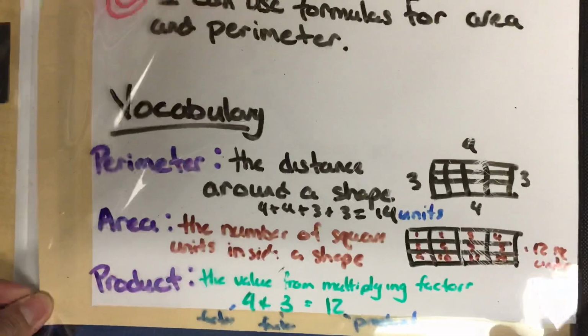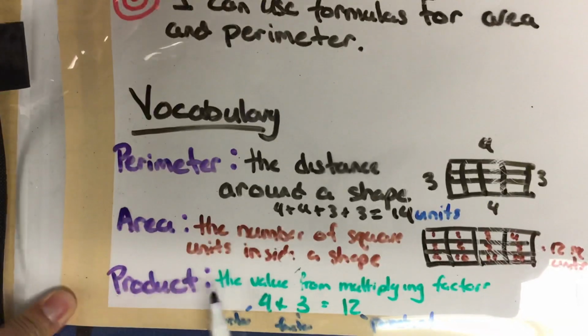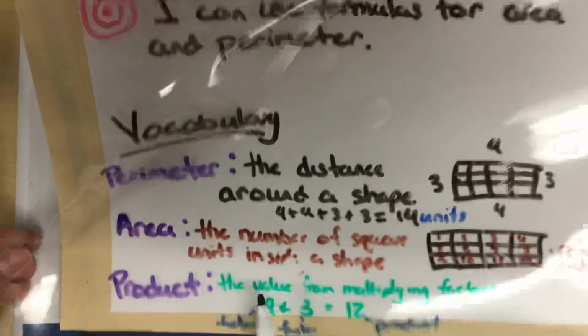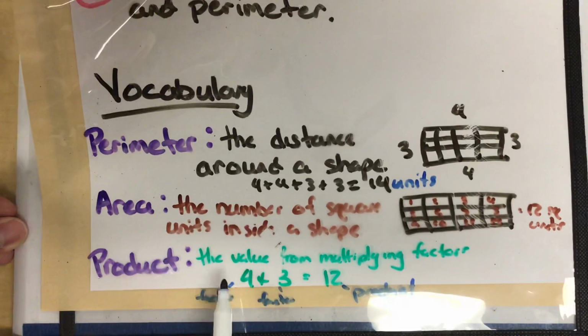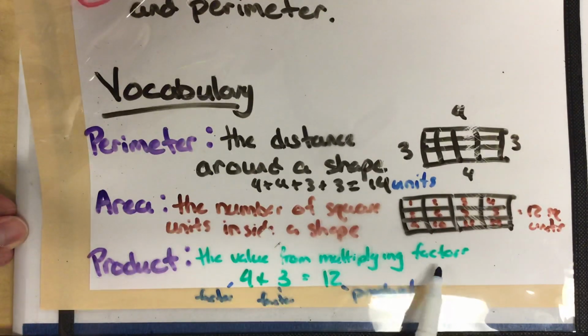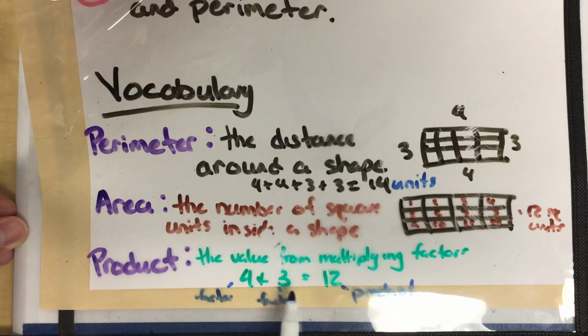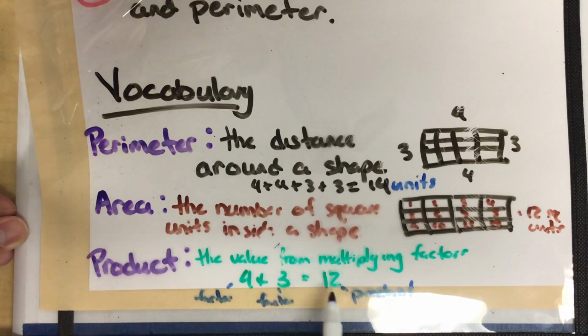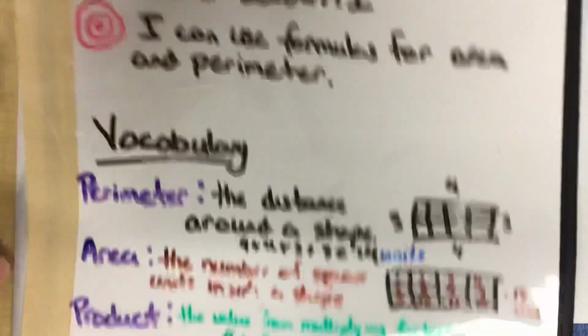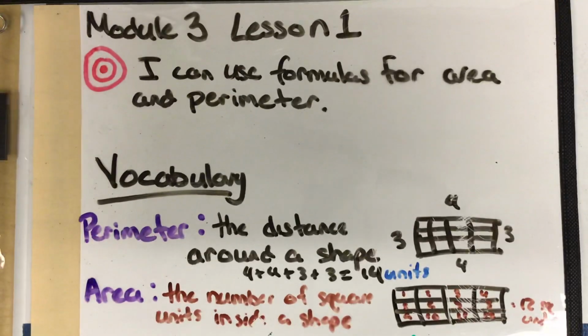Okay, and then the last thing that I want us to know, because when I start using the vocabulary, I want you to understand, is that the product is the value from multiplying factors. So in the case of 4 times 3, which equals 12, 4 is a factor, 3 is a factor, and 12 is our product. Okay, so what we're going to do now, we're going to take a look at a formula for the perimeter.